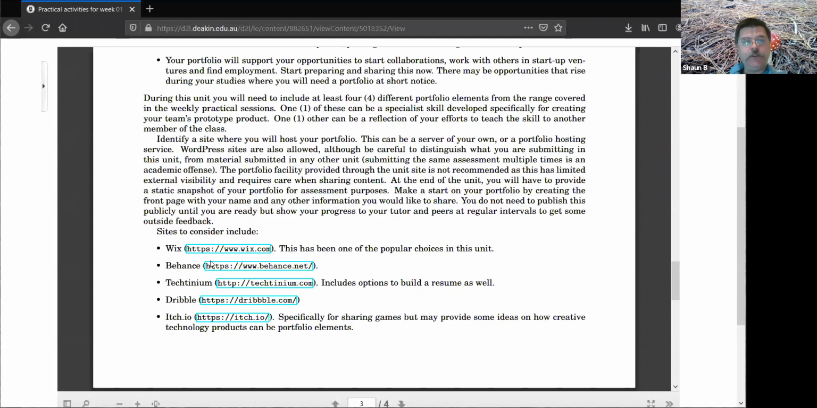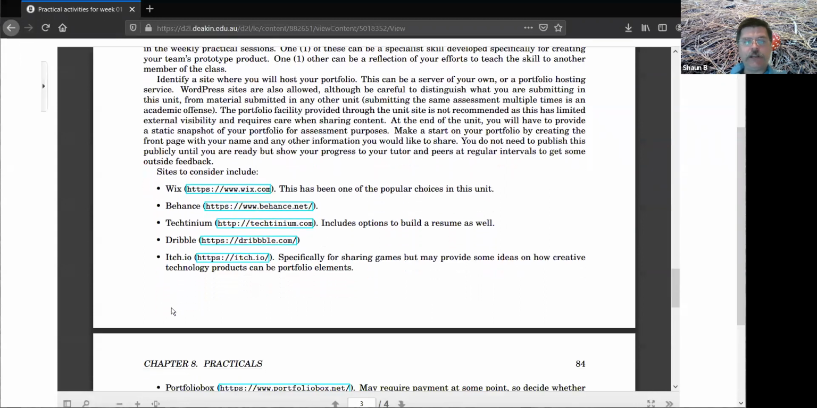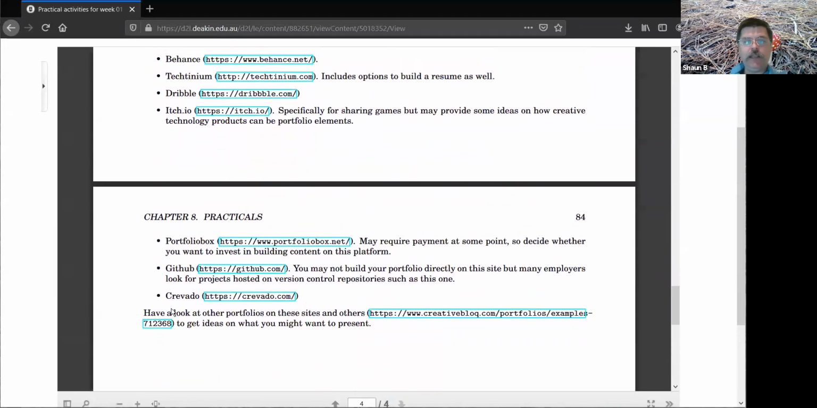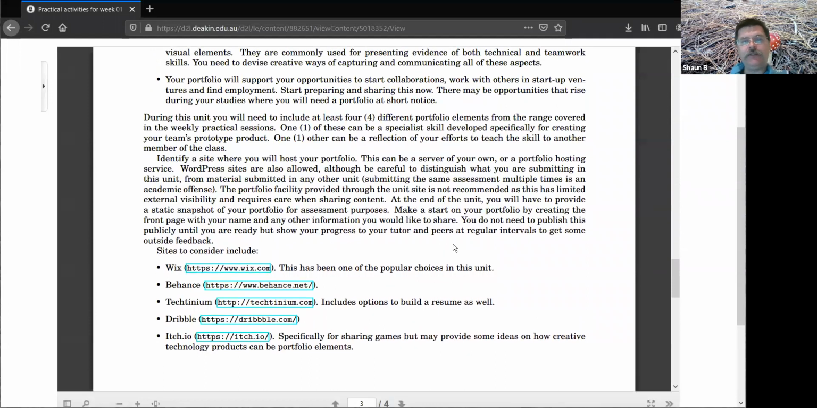There are a number of those. Wix is one that has been very popular in the unit, so I really recommend having a look at that, but there are a number of others that are listed there as well. If you have come from one of the other units in the school that teach you how to build your own website using tools such as WordPress, you're allowed to use these as well.